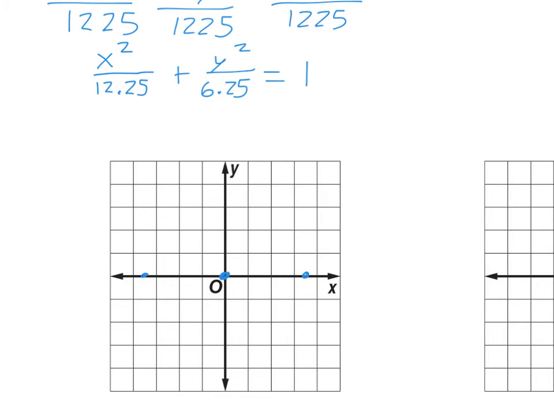The square root of 6.25. Think about that as a fraction. 6.25 is 25 over 4. The square root of 25 over 4 is 5 over 2, or 2.5. So I go up and down 2.5. And now this is an ellipse, so I don't make the box. I just connect the 4 outside points with an ellipse.